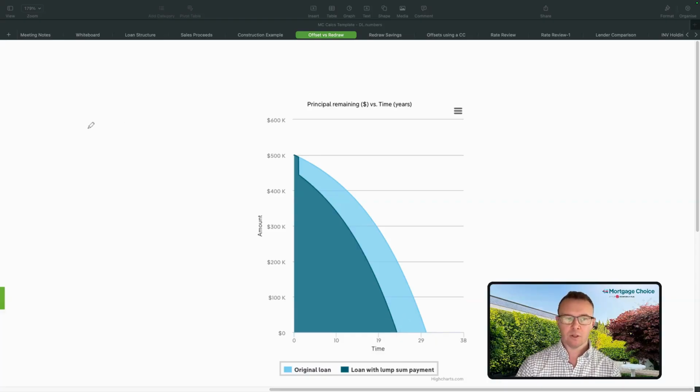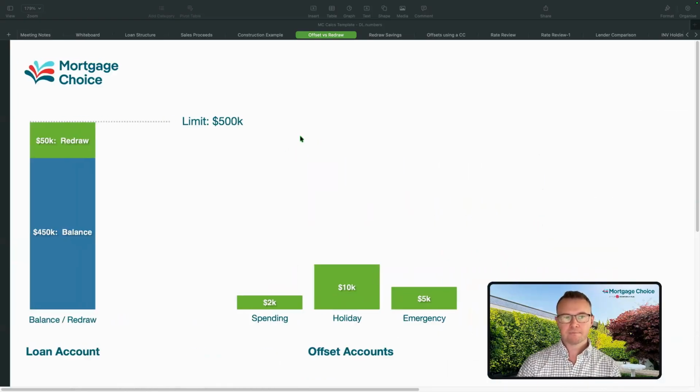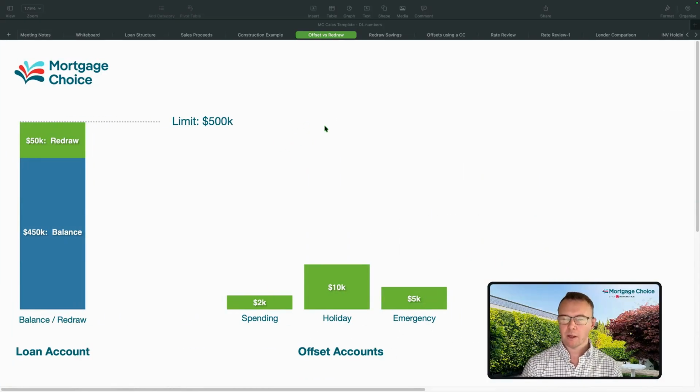So if you wanted your redraw to be available forever, redraw is not necessarily going to work. You might need to move the money out at a different time.